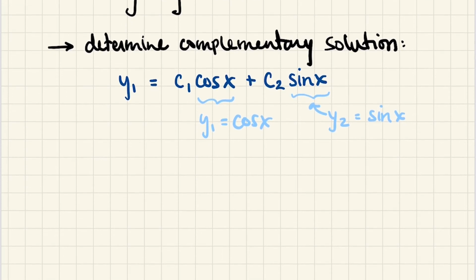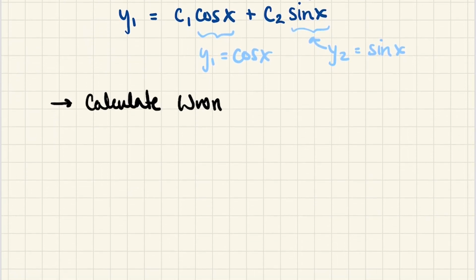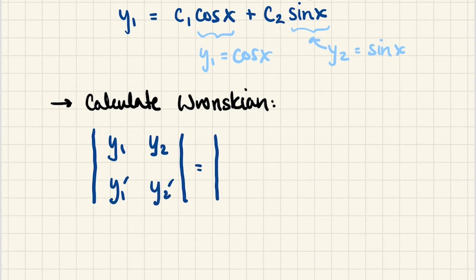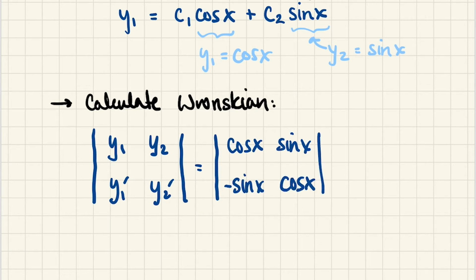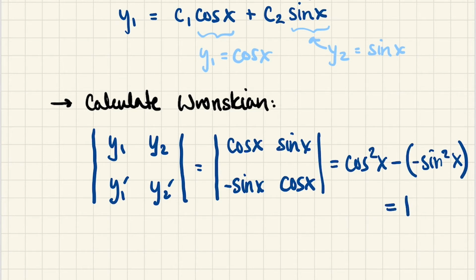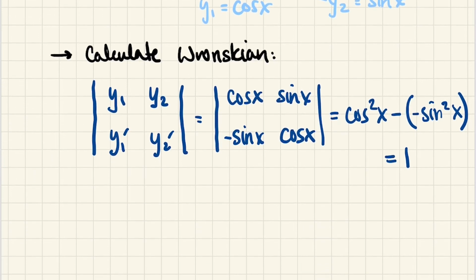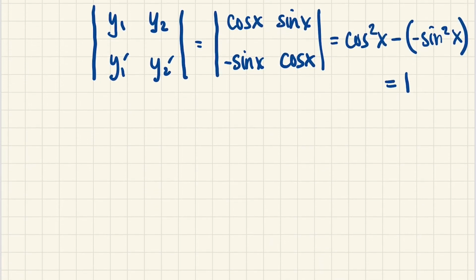All right, so next thing we should do is calculate the Wronskian. So that's cosine and sine, and then derivative of cosine and derivative of sine. So we're going to see that this determinant is cosine times cosine minus negative sine times sine. All right, well, using a really obscure, barely known trigonometric identity, that evaluates to 1. So our Wronskian is 1. Well, that's great.